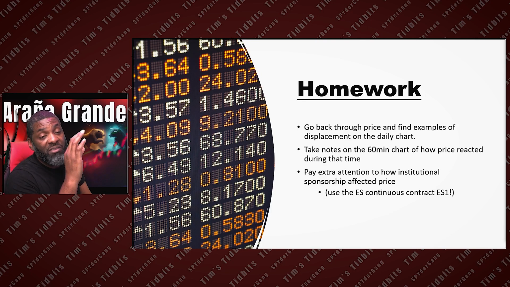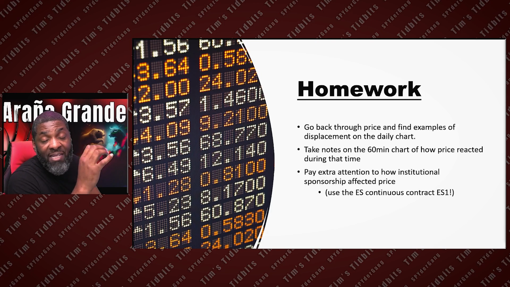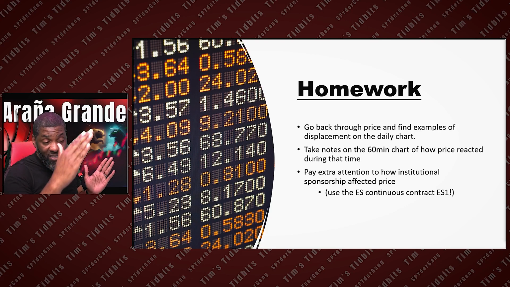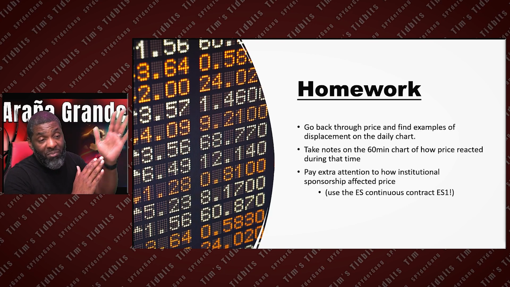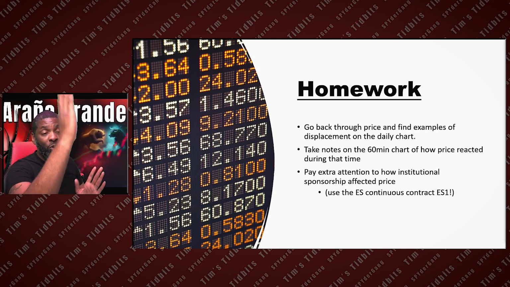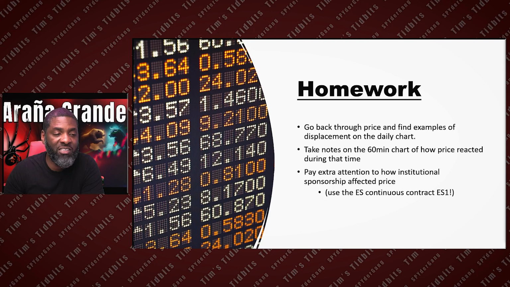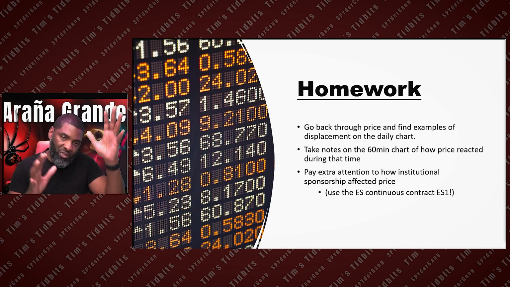Then, while you're taking notes of how price reacted during that time of displacement, from the time you see the displacement to the time price comes back to the discount or goes back to a premium, if you're looking at bullish or bearish, I want you to note how price reacts during that whole time of the displacement, paying extra attention to how the institutional sponsorship affected the price. And use the ES continuous contract so that it gives you a broader range of things to pick from.